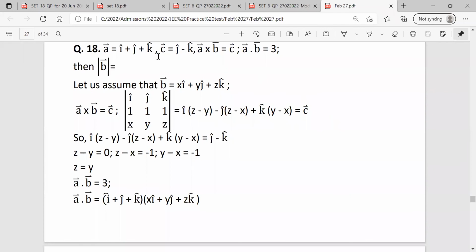What is given in the question as C? C is equal to j minus k. So I'm just going to substitute it. I'm going to formulate different equations from them. So i cap into z minus y. I don't have a value for i here.